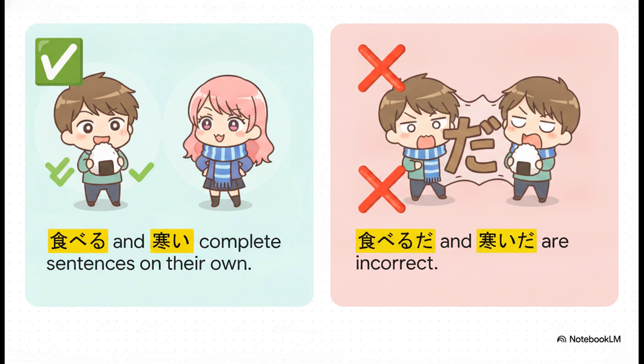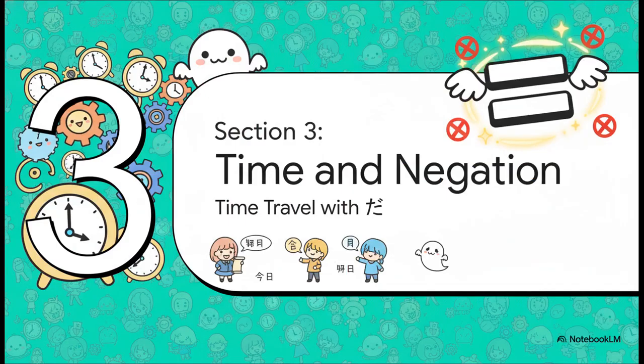In Japanese, i-adjectives act a lot like verbs, so they form the predicate entirely on their own. They flat out reject our equal sign. Writing "taberu da" or "samui da" is a total grammatical error. No need for the equal sign there. Moving right along, section 3, time and negation.